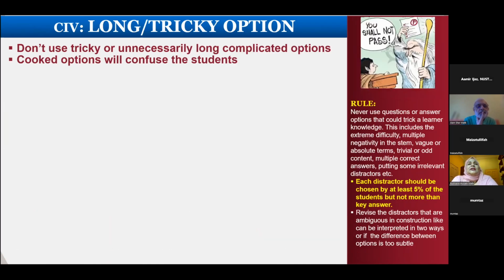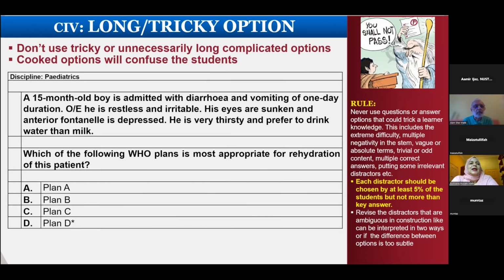Okay, long, tricky options. Don't use tricky or unnecessarily long, complicated options, and cooked options will confuse us. What are cooked options? When you're not getting the third or the fourth option with you, then you put in something which looks like it, which is not at all related to it. Again, this question was produced by Prof. Malik. So I'm giving this question, and he was telling me you're projecting all my bad questions over here.